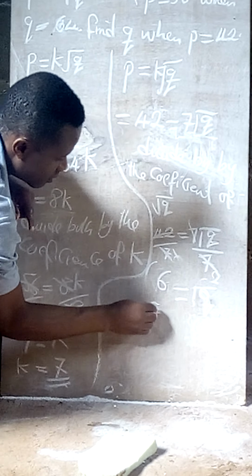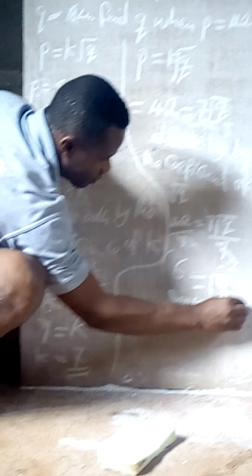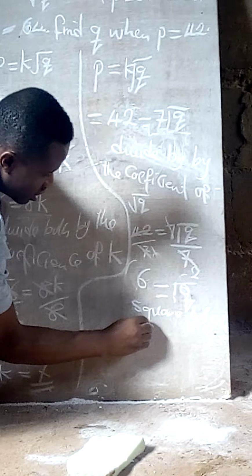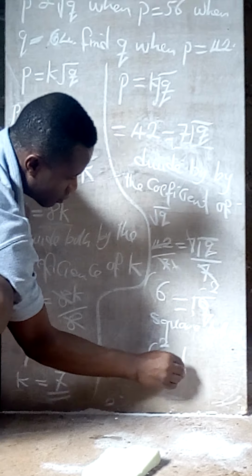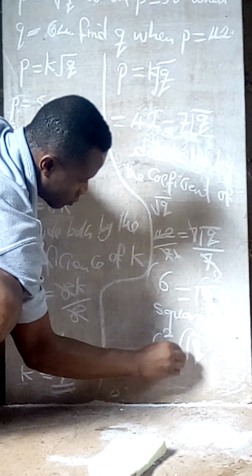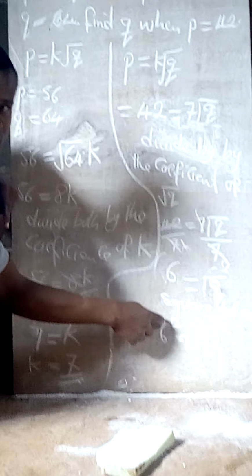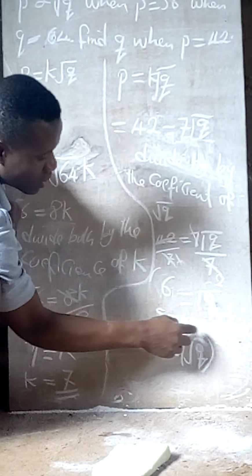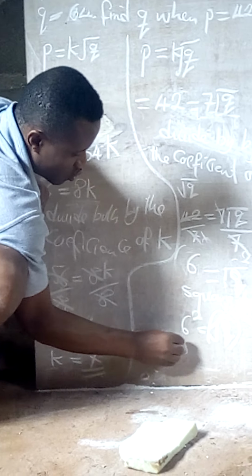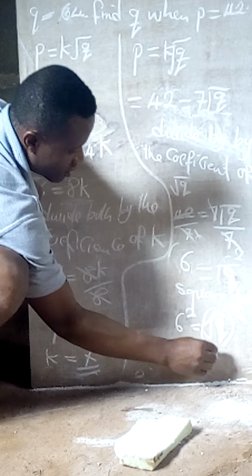Square both sides. We now have what? Square this. Square, right? See, I have square here, I have square here. I have square too, right? Square, cancel this square. Square root. We now have what? Q left. What is square of the 6? 36.